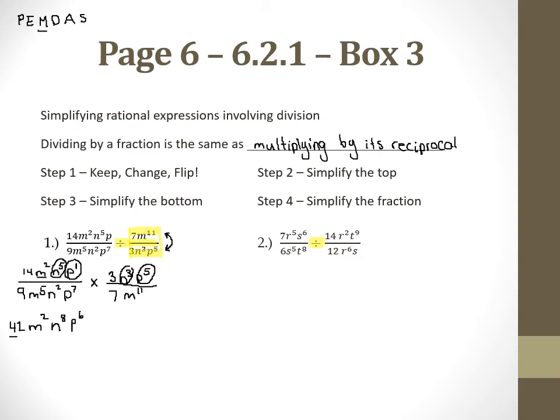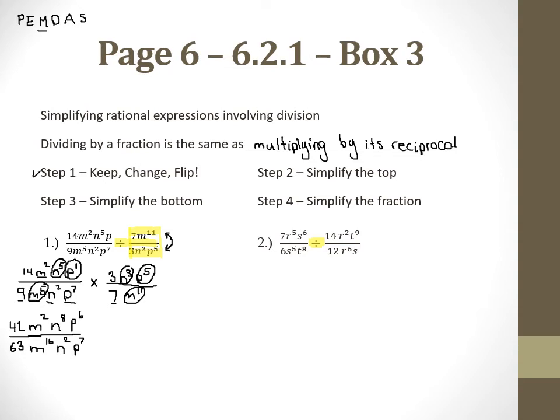And then we are going to do the same exact thing, multiplying across the denominator. Whole numbers, I've got 9 times 7, which is 63. M's, I have m to the fifth and m to the 11th. So multiplying those together, adding the exponents, 11 plus 5 becomes 16. So m to the 16th power. And then there's only one term with n and only one term with p. N squared and p to the 7th stay as they are.